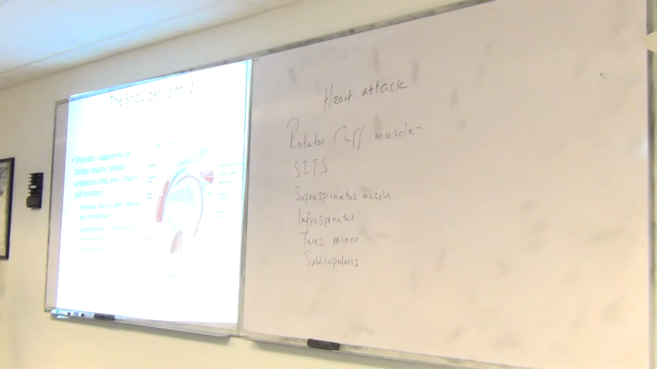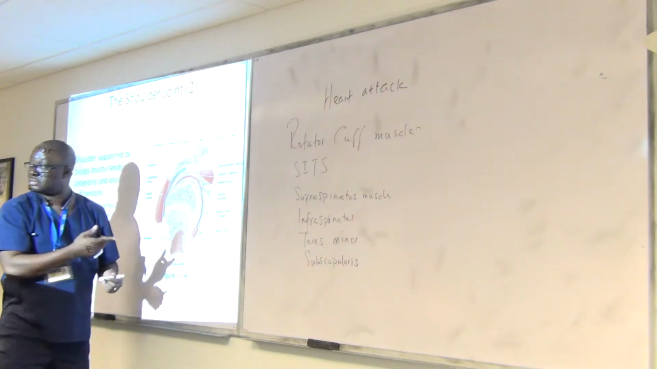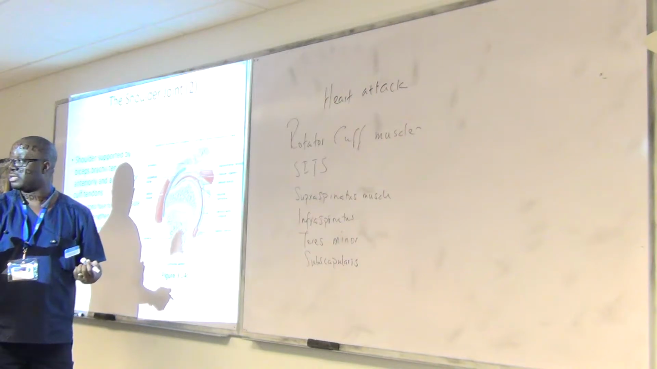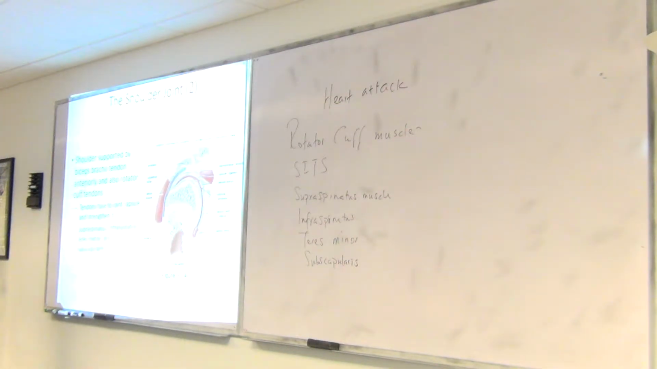So it depends on which of the tendons they think the spur is affecting, which they have to surface. So it depends, because we have four of those. Main one.